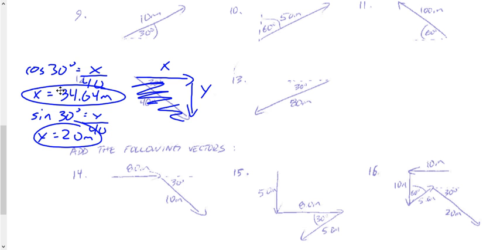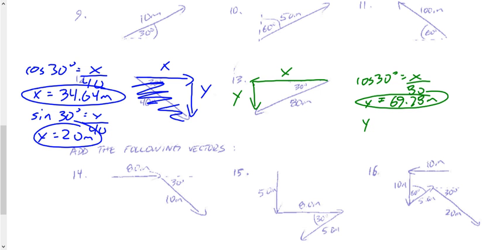Finally, number 13, the last one that I asked you to do, 30 degrees, funny angle. I don't like funny angles, so we draw a triangle around it, label this x, label this y. Cosine 30 degrees is equal to adjacent over hypotenuse. Gives me 69.28. And the y component, we're going to say sine 30 degrees is equal to opposite, which is y over the hypotenuse. Y ends up being exactly 40 meters. And there we go.